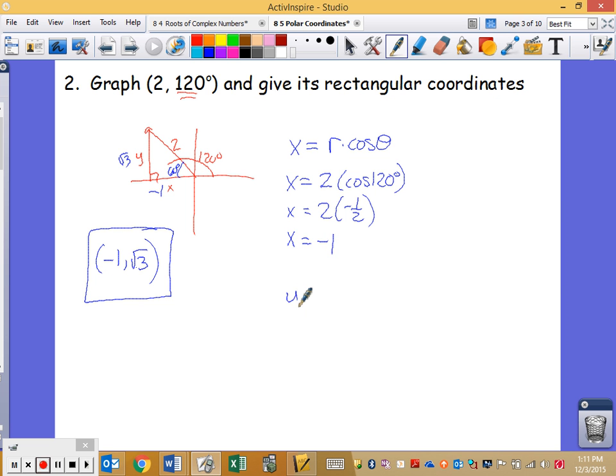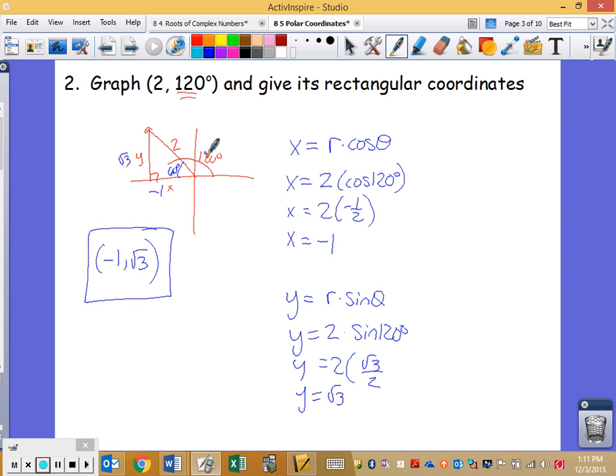And then y equals r times the sine of theta. So y is going to be 2 again times sine of 120. What's the sine of 120? Root 3 over 2. So 2 times root 3 over 2 means y is strictly the square root of 3, which is what I have. This is going to work way better if I'm not giving you special triangles.